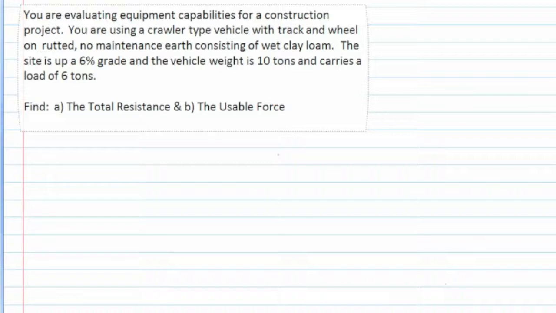So the question here is using a crawler type vehicle, track and wheel, rutted, no maintenance earth consisting of wet clay loam. Site is up 6%, vehicle weight is 10 tons, load of 6 tons. So easy one. What's the total resistance and what's the usable force for this vehicle? So just starting with, we're going to get the total resistance here. Remember that it's going to be your rolling resistance plus your grade resistance. Alright, so let's start with the rolling.